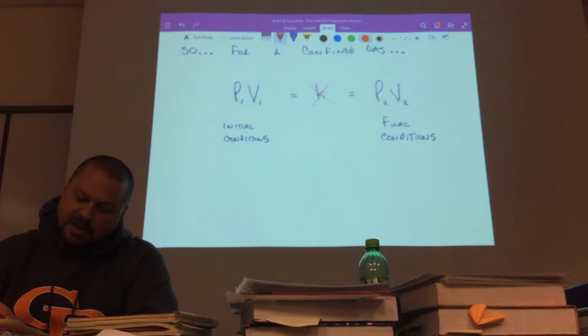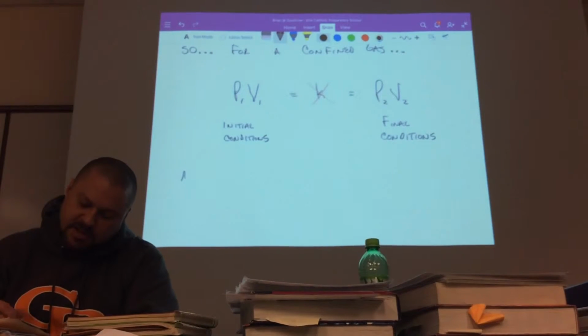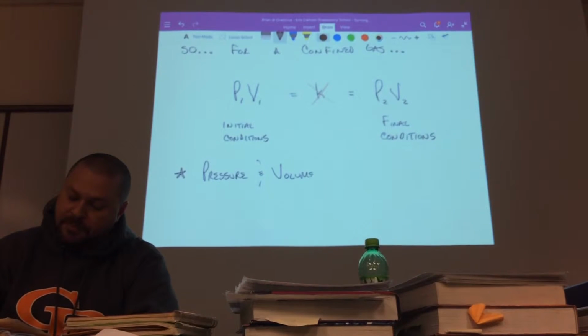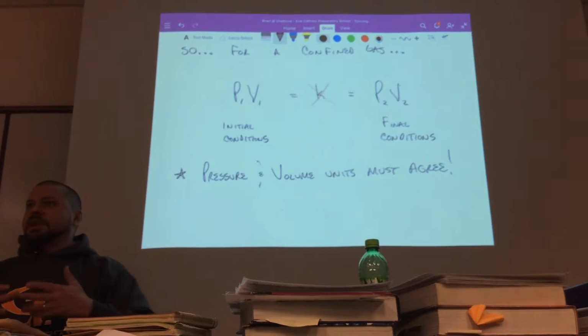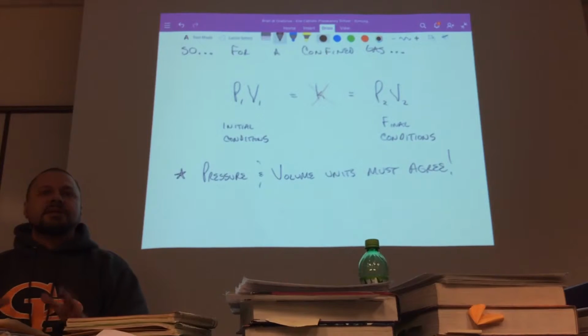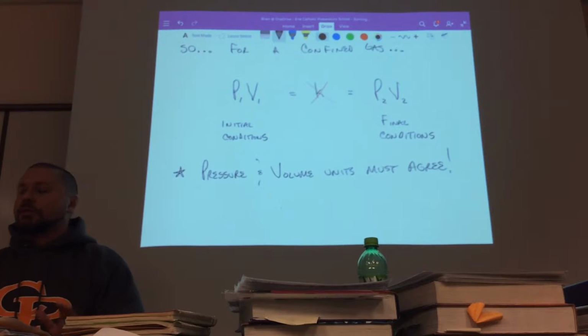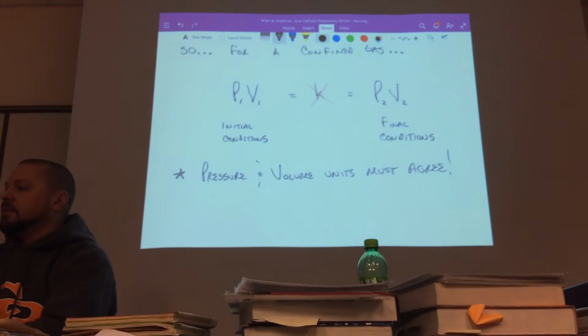Now, a thing to keep in mind here, and I kind of mentioned it, is for these calculations, pressure and volume units must agree. So the particular units that you're using, that's not the crux of it. The crux is as long as they match. And you're going to find out later that for some of these calculations, the units are going to matter. So you've got to pay attention to what we're getting there.